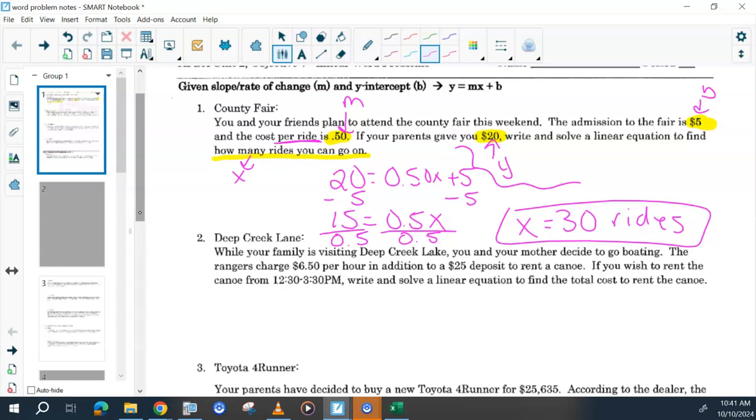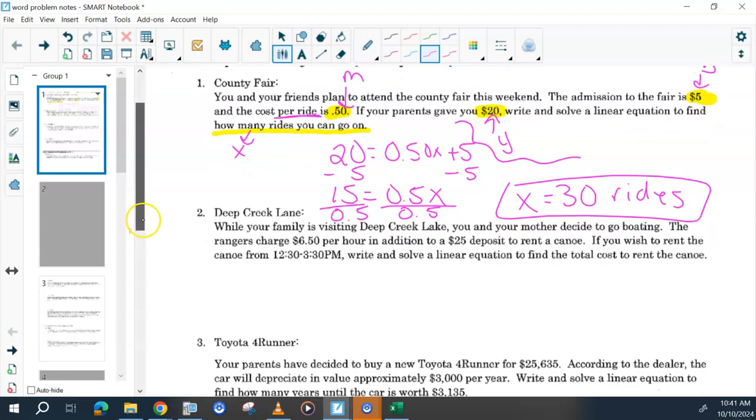We're going to read through the next one and see if we can label anything before lunch, and then we'll sign.